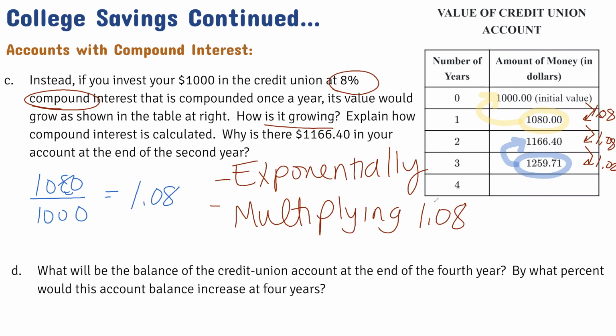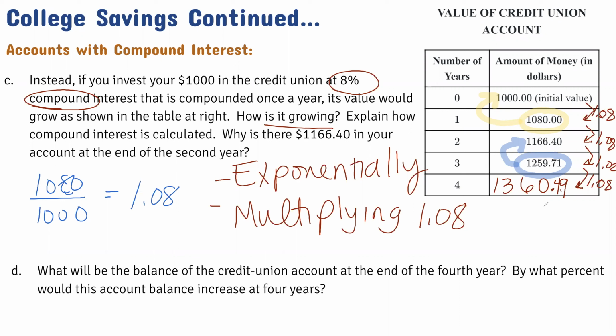Now, what will the balance be of the credit union account at the end of the 4th year, and by what percent will this account balance increase at 4 years? So to get this 4th one, I'm going to multiply by 1.08. So let's do 1259.71 times 1.08, and I get approximately 1360.49. Okay, so that's how much I have at the end of the fourth year.